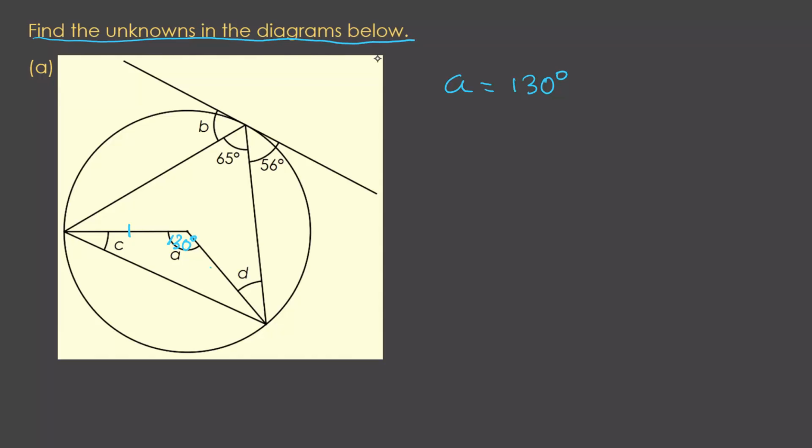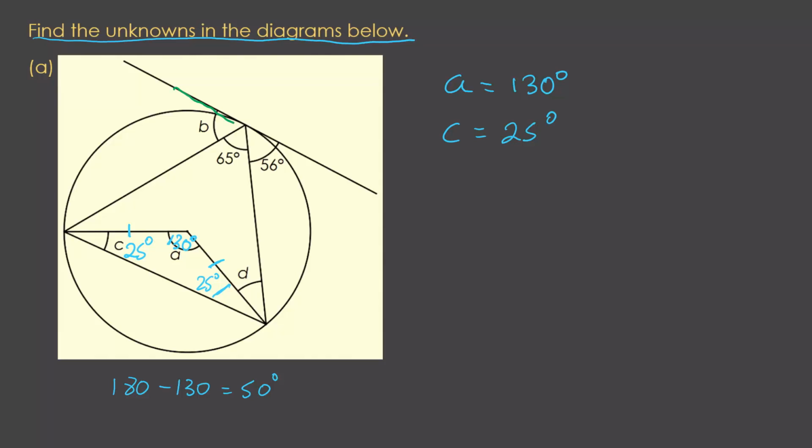Now this and this are radii. So what we have there is an isosceles triangle. So if this angle is 130, 180 take away 130 leaves us 50 degrees. Since it's isosceles, that means this must be 25 and this angle here must also be 25. So I can say that C is 25 degrees.